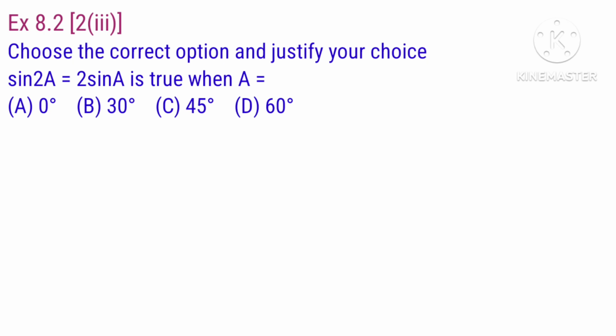Choose the correct option and justify your choice. Find: sin 2A is equal to 2 sin A is true when A is equal to (a) 0 degree, (b) 30 degree, (c) 45 degree, (d) 60 degree. So we have to substitute each option in this equation and find which option satisfies the question, and it will be the solution.